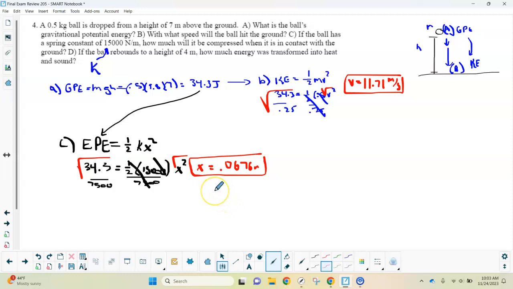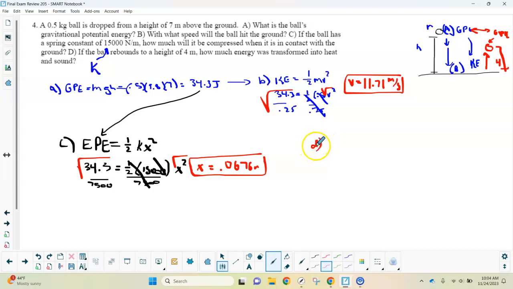The last one says, if the ball rebounds to a height of 4 meters, how much energy was transformed into heat and sound? So when it bounces up, it does not bounce as high as what it originally was. So it's down here now, and the height's only 4. So at this point, it's got GPE. It's at the highest point, so it stops. So there's no kinetic. It's not stretched or compressed anymore. So we're going to compare these GPEs. Obviously, in A, it's bigger than it is in part D. So the difference in those energies should be the non-mechanical.